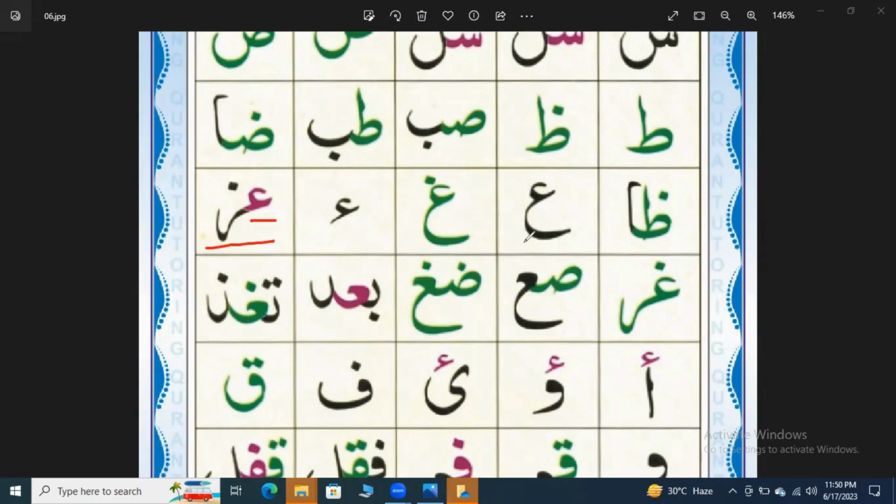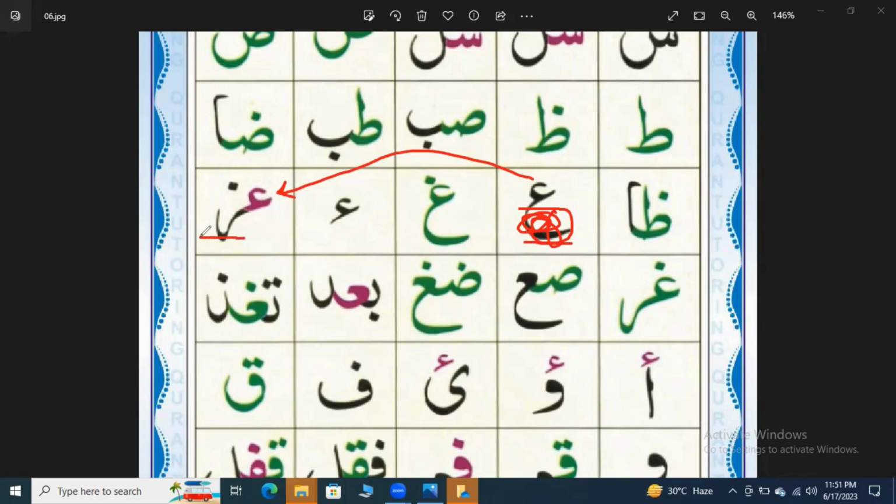It's this ain taken and written here. It's not this Hamza. It looks like Hamza, but it is not Hamza. It's Ain. As we know, whenever this Ain is written in combined form and joint form, this part is cut and only the upper part is written here. So that upper part is taken and written here.